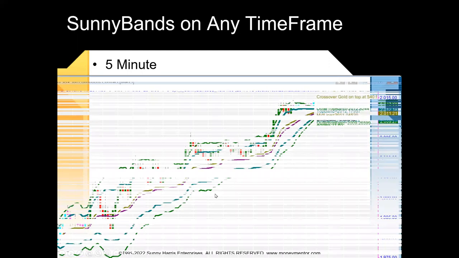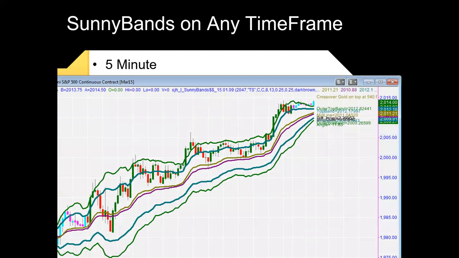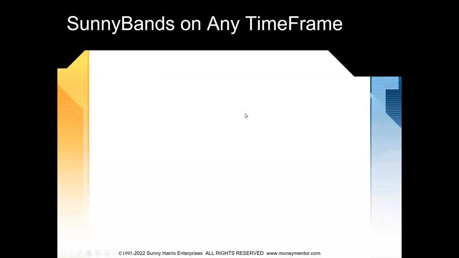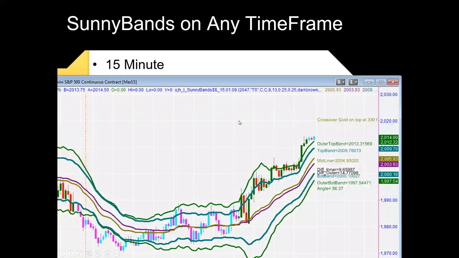Here we have a 5 minute chart of the sunny bands. Same idea. And you can see here it goes down, back up to the sunny bands. As long as it's within this, we're not going to trade it. Comes down to the midline, we're still not going to trade it. So we'd be long that whole time. On the 15 minute chart, same idea, night session, day session. And you can see why I would have stayed long during this whole period, because on a 15 minute chart, it's between the upper outer band and the inner band.